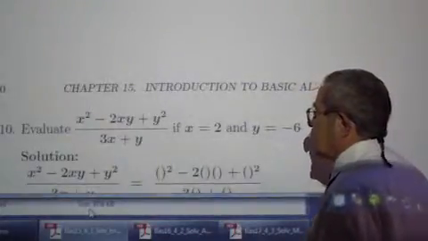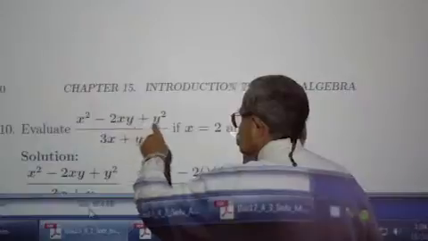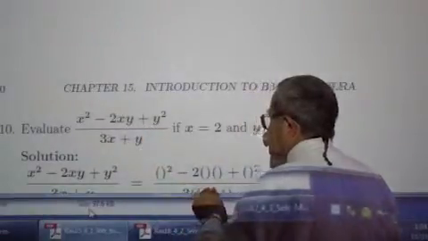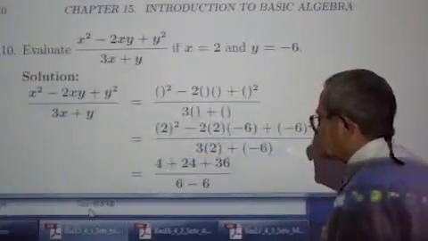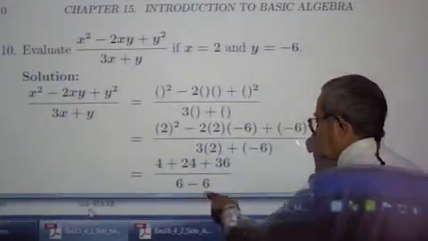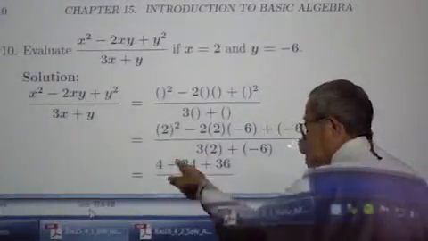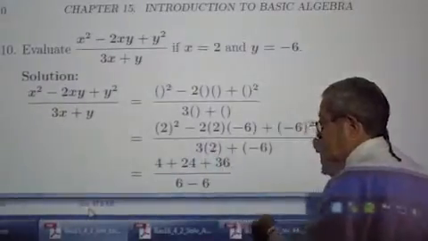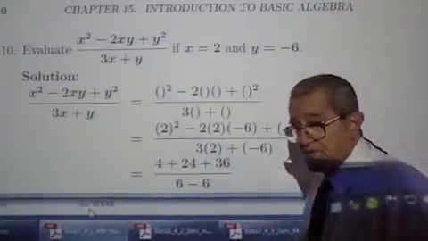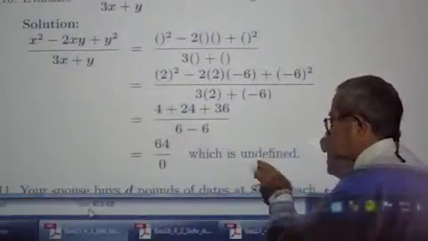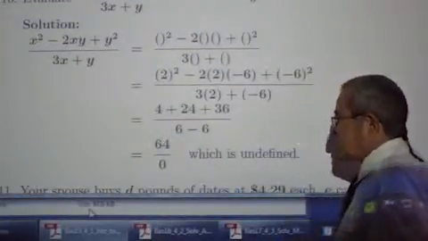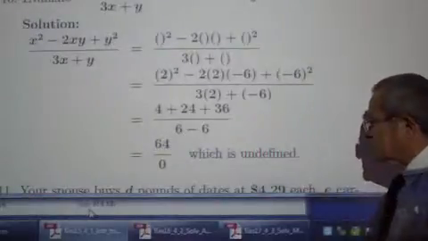We wanted to evaluate x squared minus 2xy plus y squared over 3x plus y when x was 2 and y was negative 6. I came out with the denominator which is 0, the numerator 4 plus 24 plus 36 is immaterial. So if the denominator is 0, I'm in trouble. This fraction is undefined.